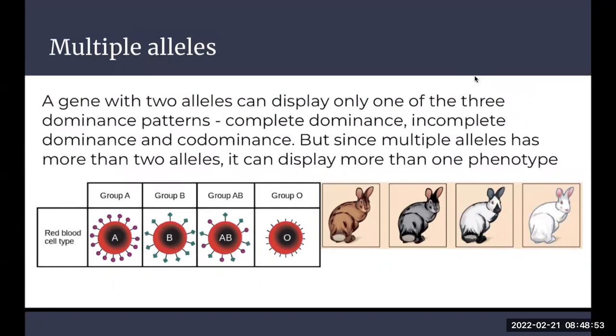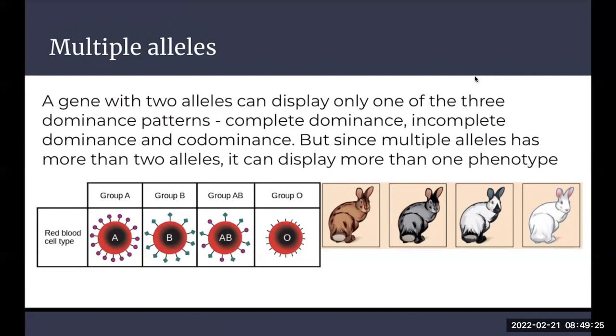While a gene with only two alleles can display only one of the three dominance patterns, like, for example, the complete dominance, incomplete, and codominance. But since a multiple allele situation is more than two, there are options available. You can either stick to one of these dominance patterns. For example, all of them is complete dominance. One of them is completely dominant over all the other ones.